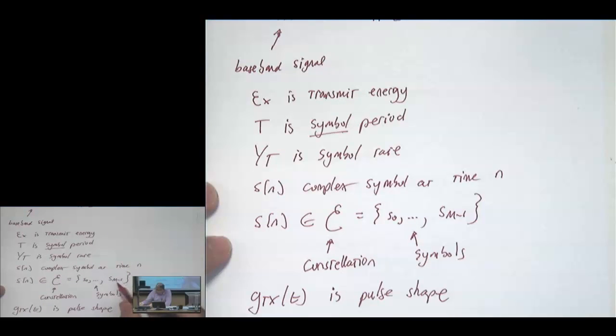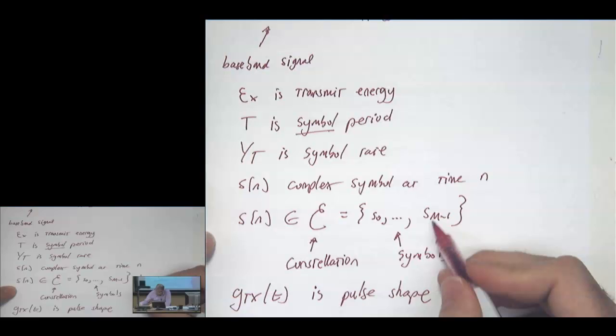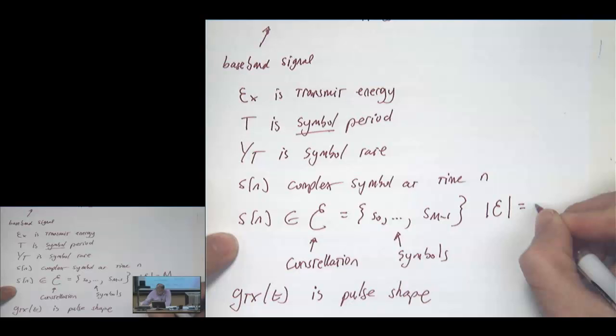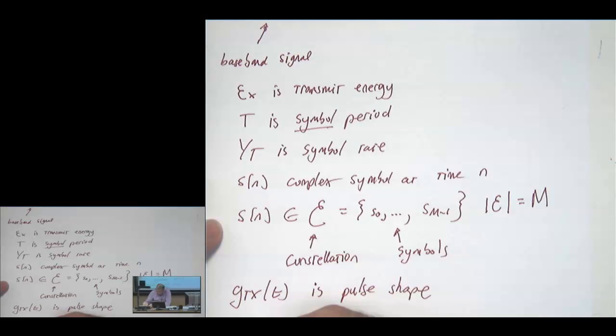As far as the C here, oh yeah, the M here, this notation is the cardinality, so the size of this set is M. So there's M symbols. And most of the time, except for special homework problems, M is some binary power, so it's going to be some power of 2, where B is the number of bits per constellation symbol.